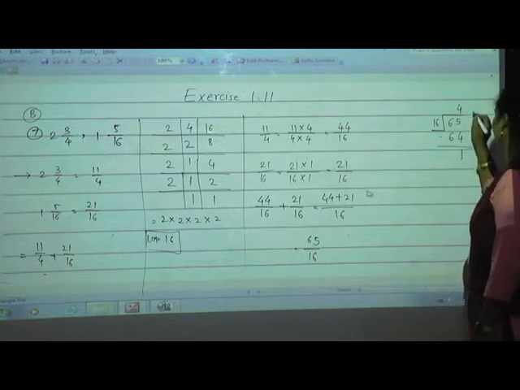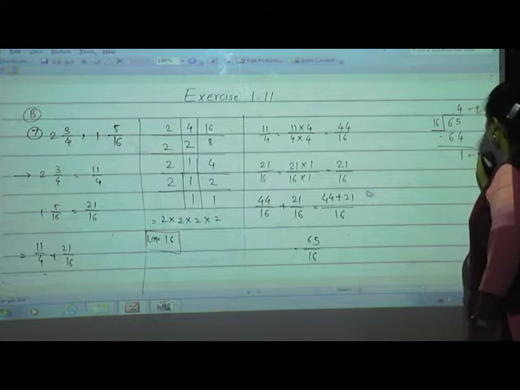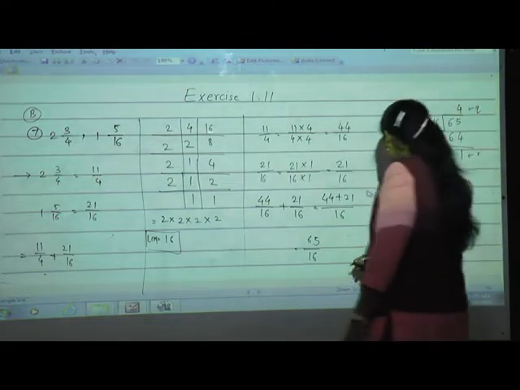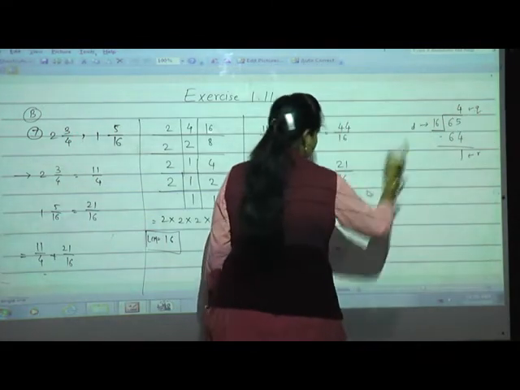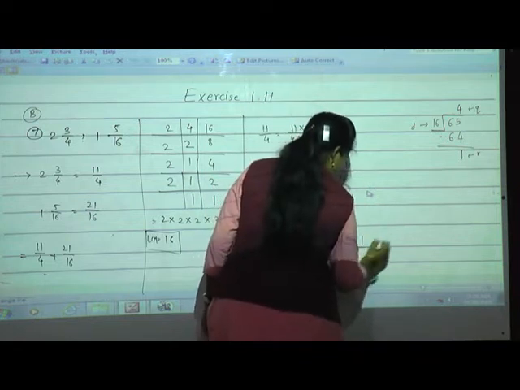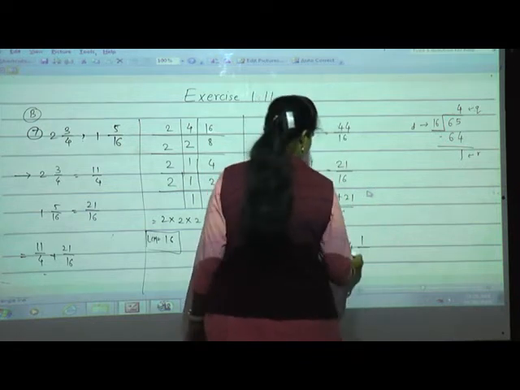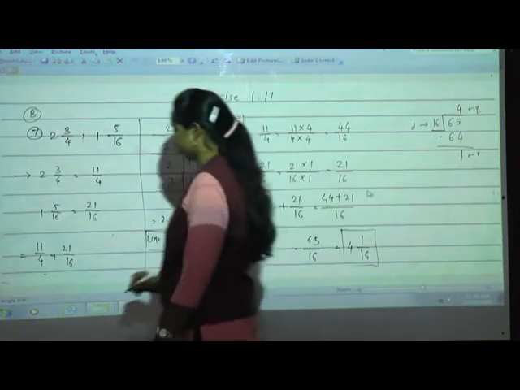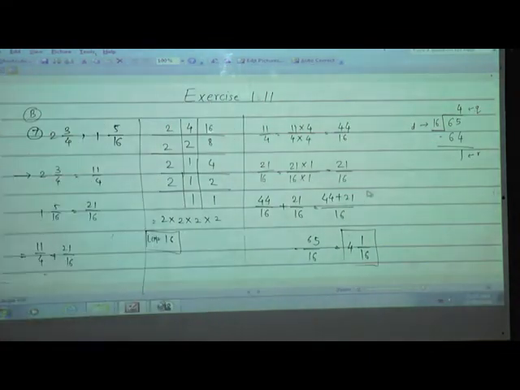Now 1 will remain. This is what? Quotient. This is remainder, and this is denominator. So the answer is, how we can write? Whole number, quotient 4, and the remainder is in the place of numerator, and the denominator is 16. This is the final answer. See? Understood? Clear? Yes, very good. Now we will solve next example.